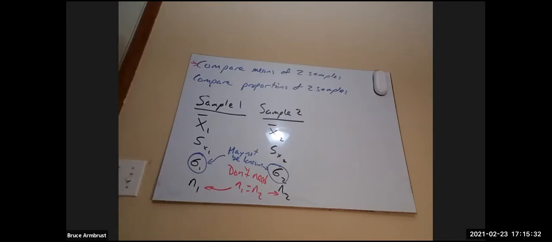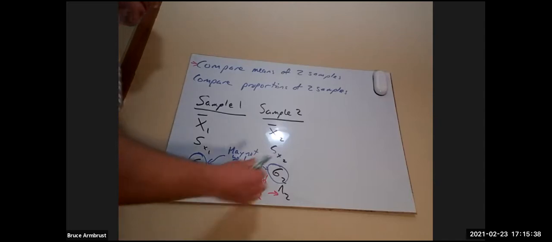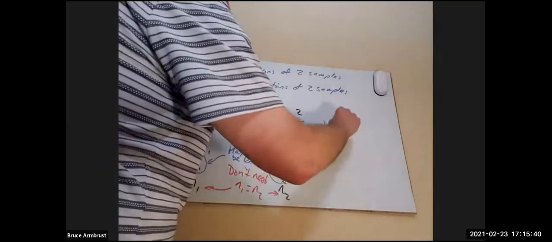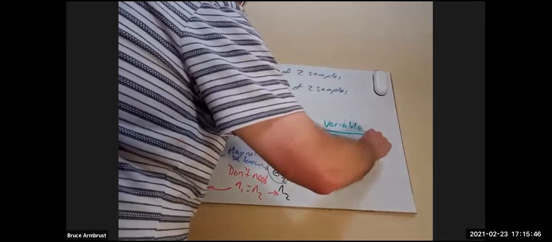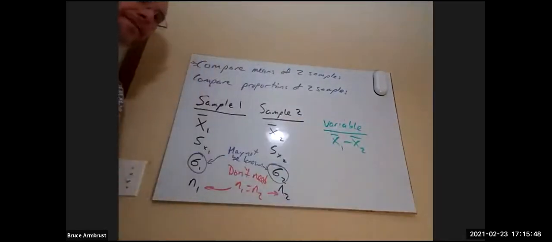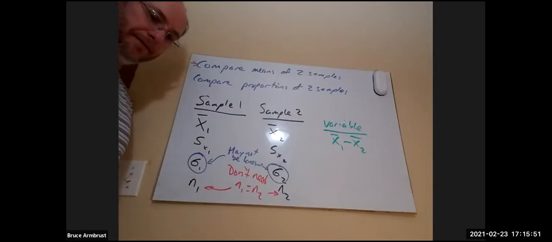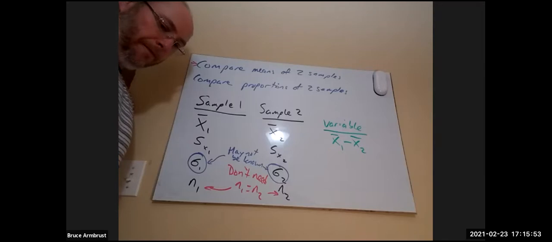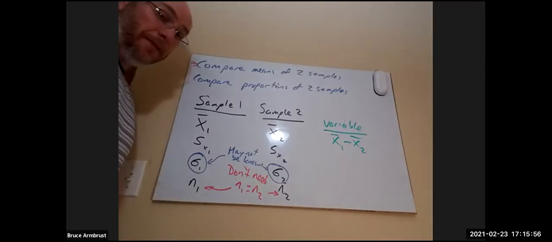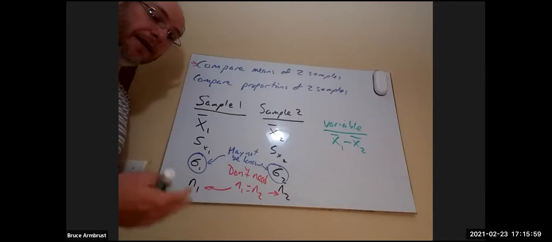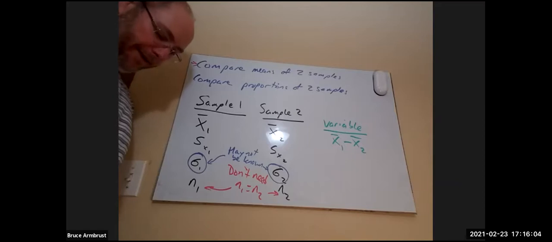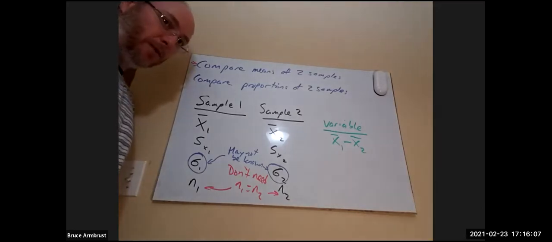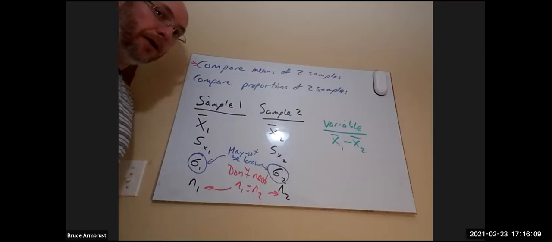What we're going to actually test, what our variable is going to be, is the difference in the means. This one might feel a little bit weird because every time we've done anything up to this point, we've just been testing the means. But this one, we're going to be looking at the difference in the means. It's going to be x1 bar minus x2 bar.